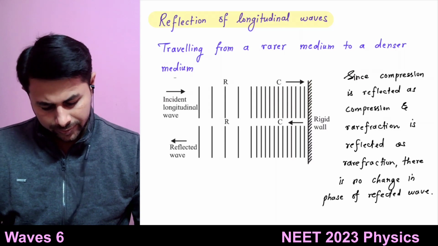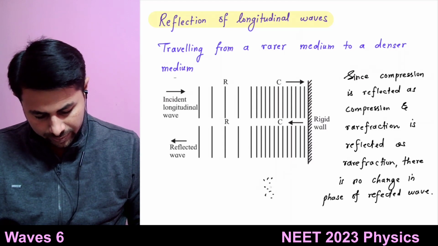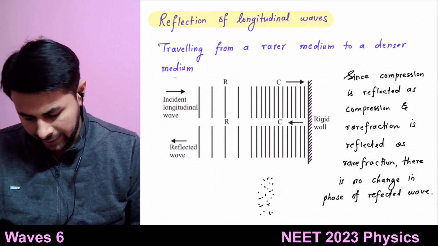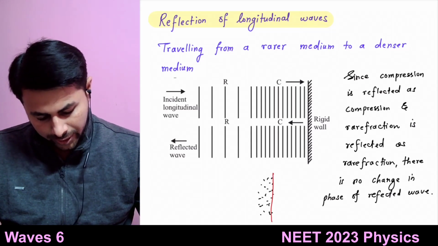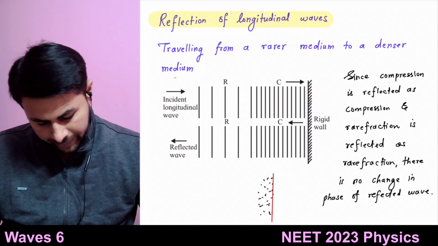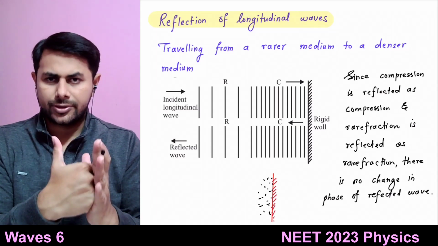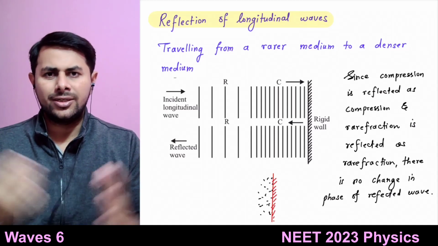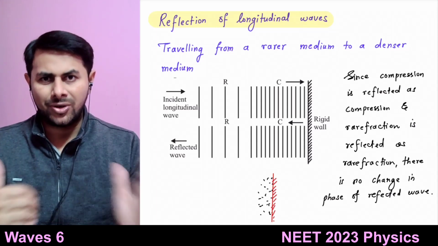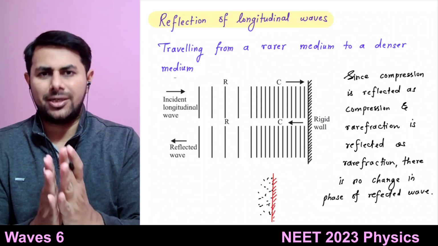Now see, there are a lot of particles. Suppose these are all particles of the rarer medium, and they hit this rigid wall. What will happen? These particles will exert some force on the wall. The wall will also exert an equal and opposite force. But the wall is immovable. The wall will not move, right? So the particles bounce back and collide with the other particles.